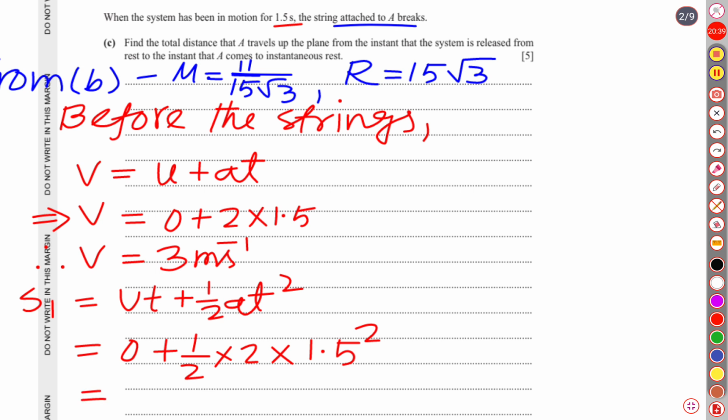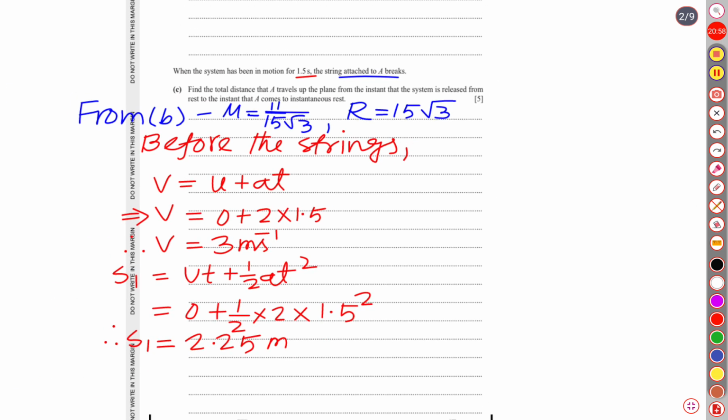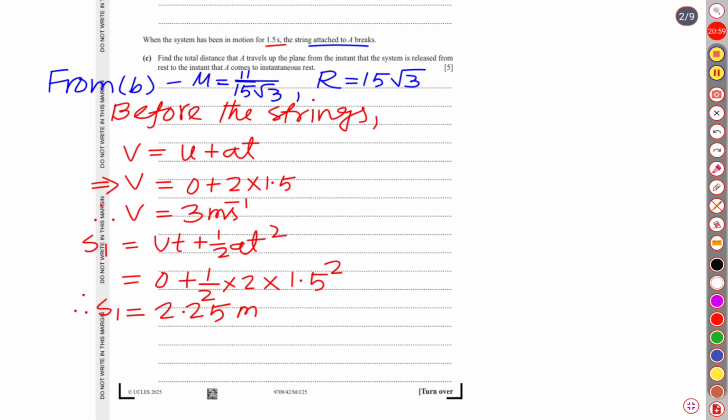Hence our first displacement before the string breaks is equal to 1.5 squared, which means 2.25 meters. This is the first part. Now we will find the displacement traveled by the particle after the string breaks.